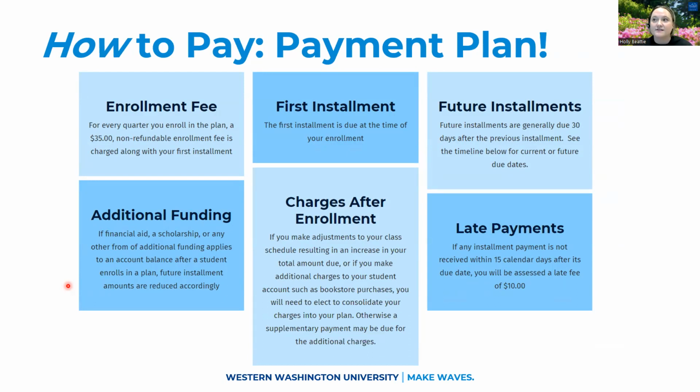So really awesome resource. It's available for enrollment through the Western account online. There is an enrollment fee, which is highlighted here, but it can just be a really awesome way to budget and plan for your payments through the quarter. And that kind of touches on everything for when, where, and how to pay.